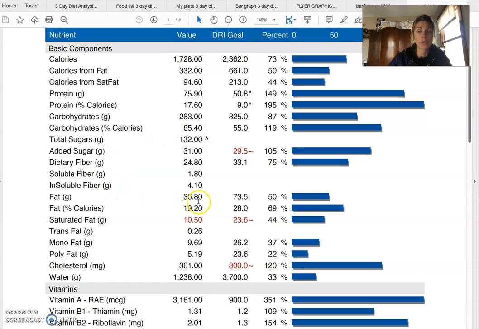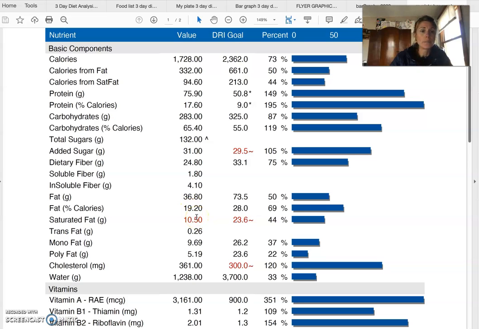Then we move down to fat, and they ate 36.8 grams of fat. As far as the percent of calories coming from fat in their diet on that particular day, it was 19.2%. And our acceptable macronutrient distribution range, AMDR, for fat is 20 to 35% of total calories. So that person is below that range there.